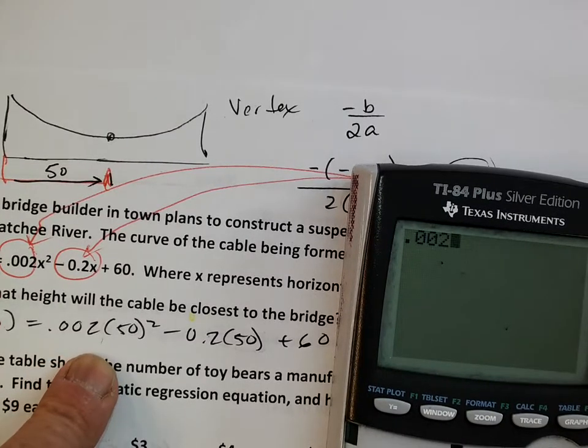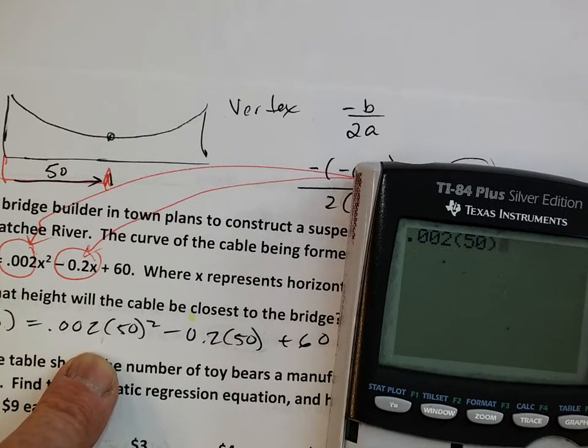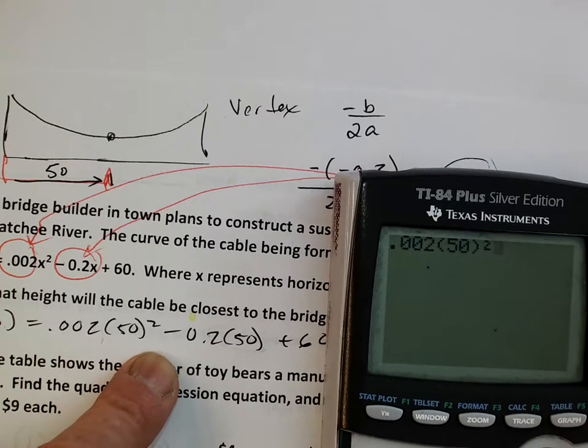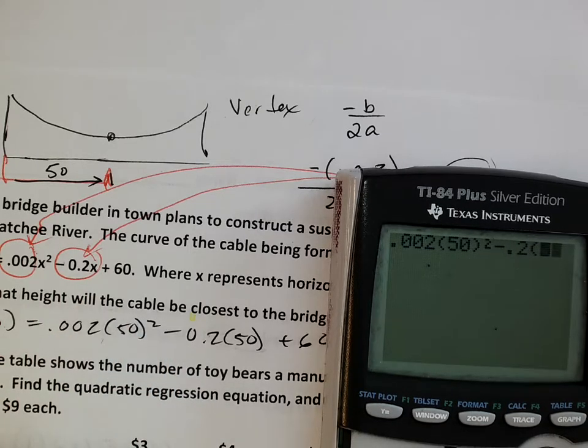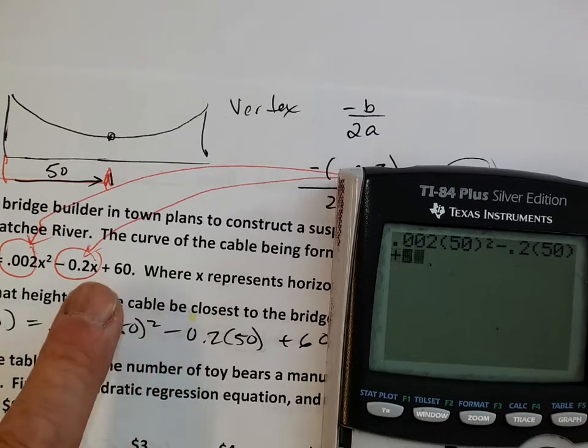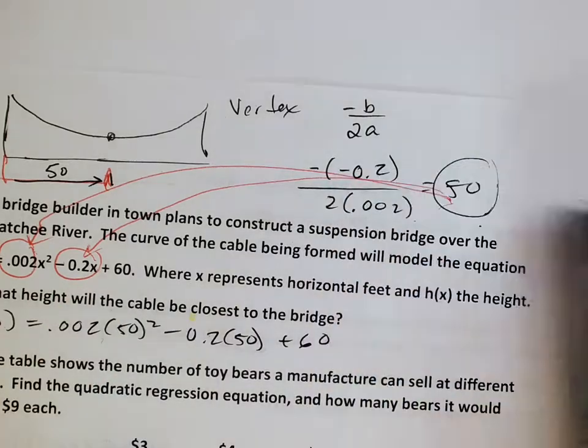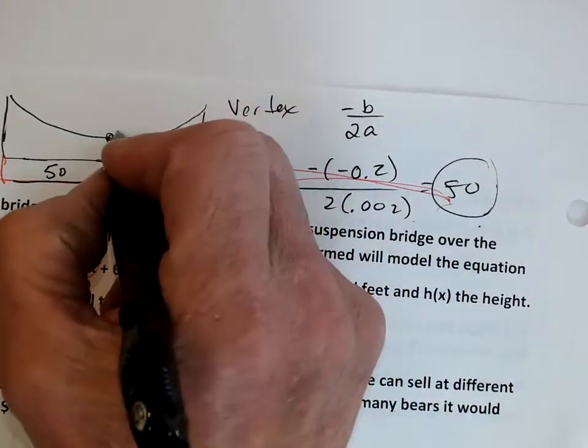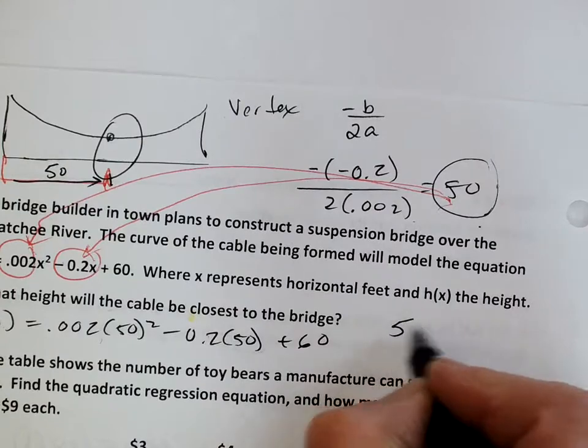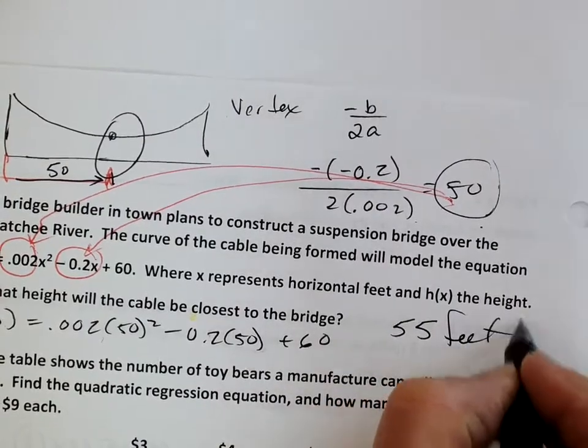0.002 times 50 squared minus 0.2 times 50 and plus 60, and I get an answer of 55, okay? So that means the height here is 55 feet. Okay, there you go.